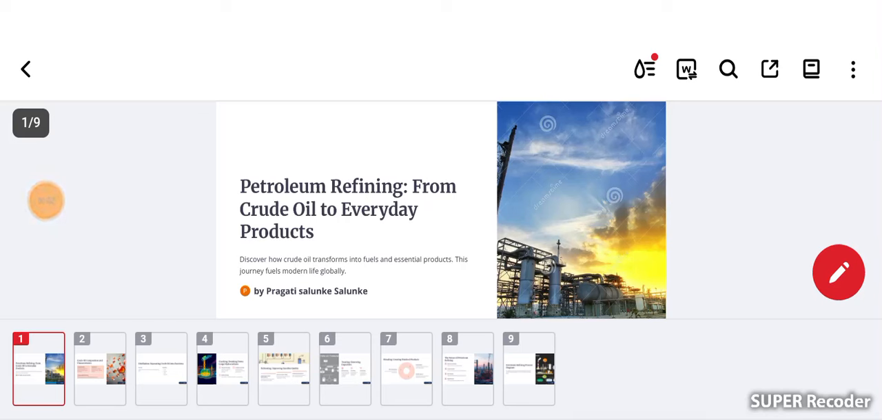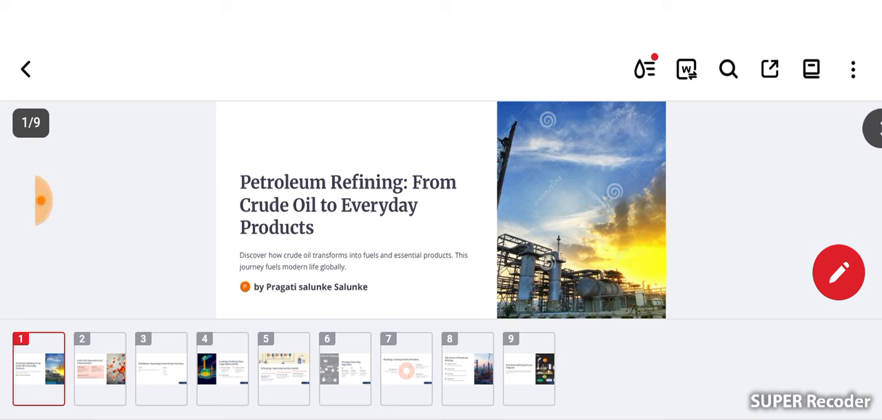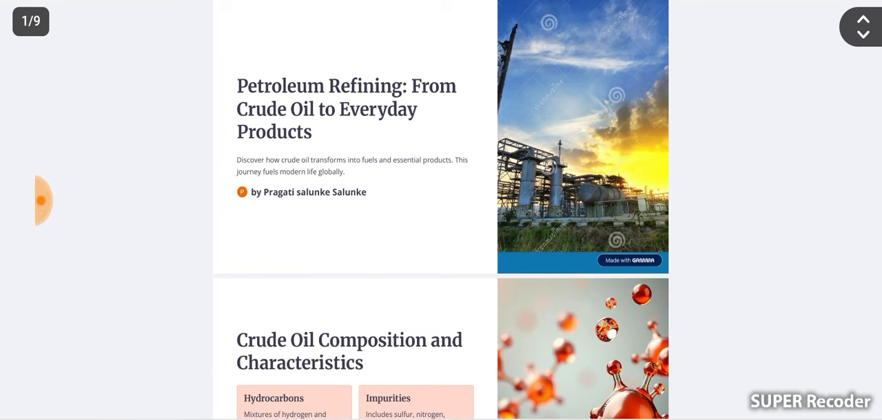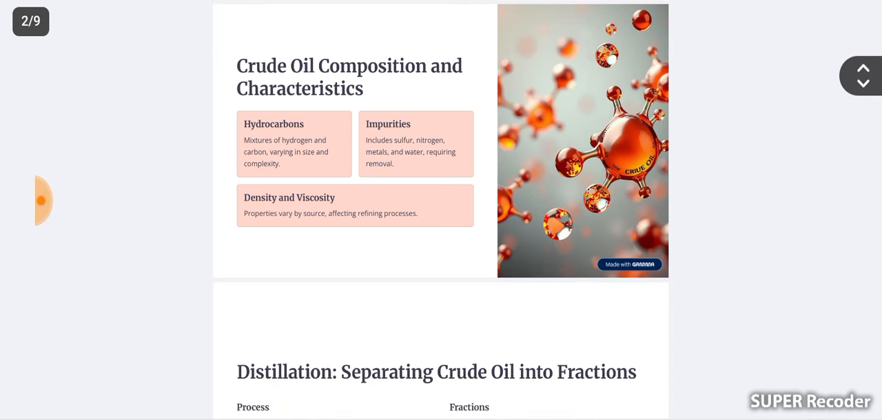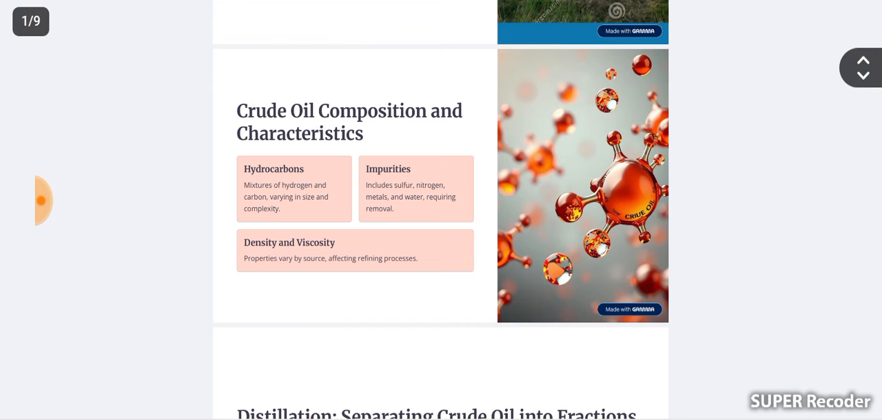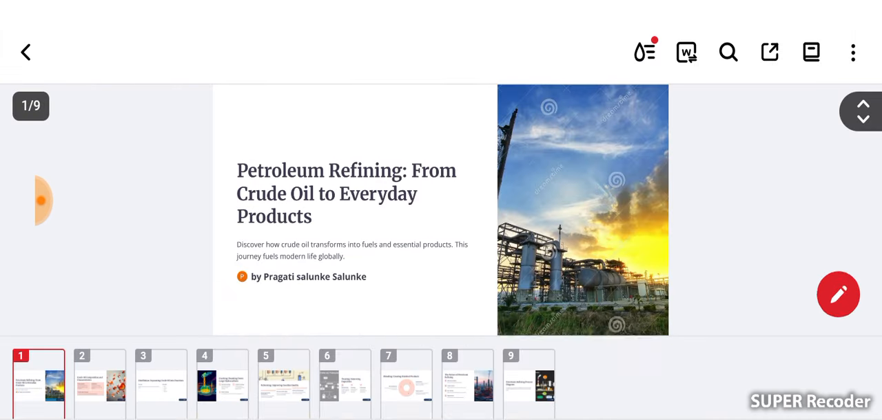So this is our chemistry. Now we are seeing the petroleum refining from crude oil to everyday products. Crude oil composition and characteristics: hydrocarbons, a mix of hydrogen and carbon varying in size and complexity, including impurities like sulfur, nitrogen, metals, and water requiring removal. Density and viscosity, properties of various sources, affect the refining processes.